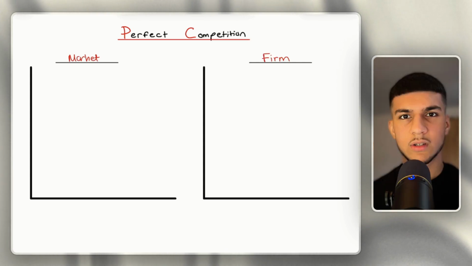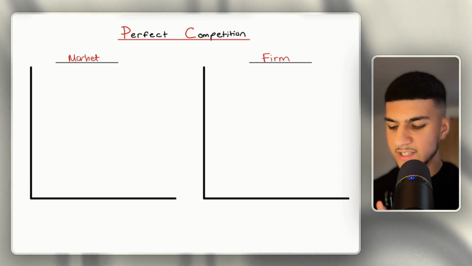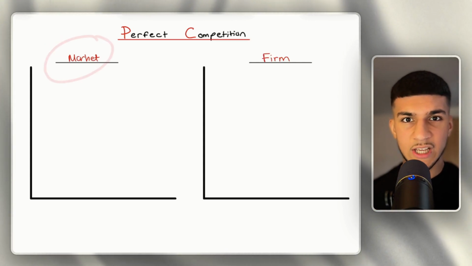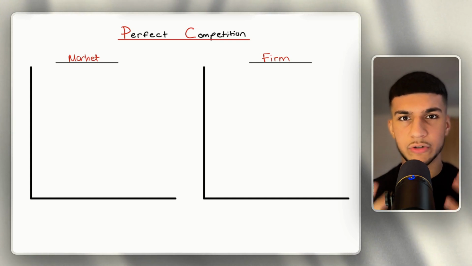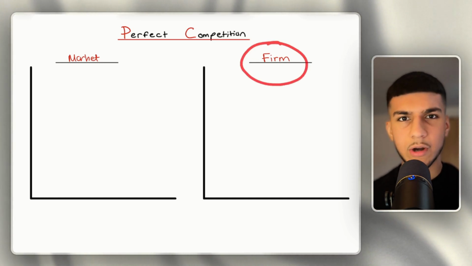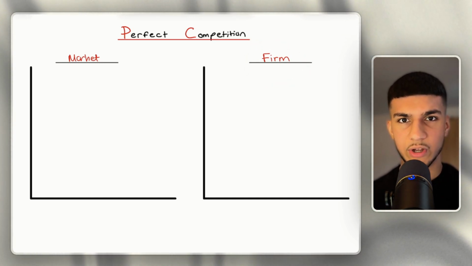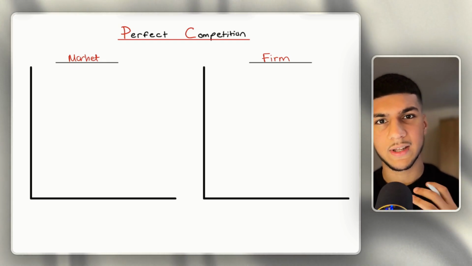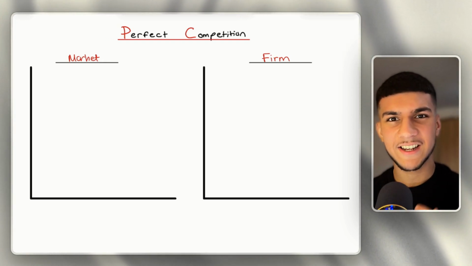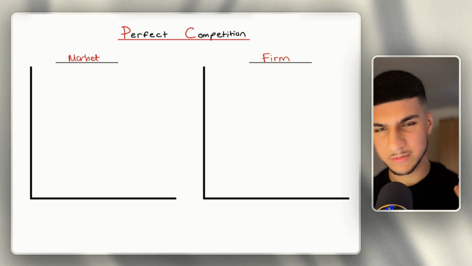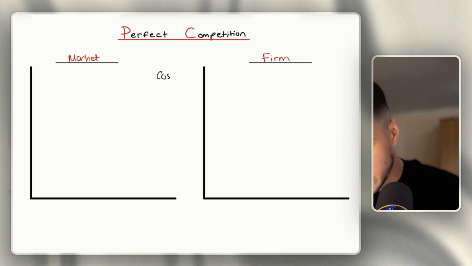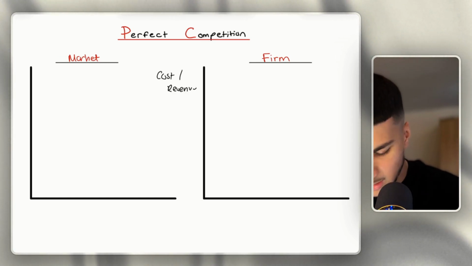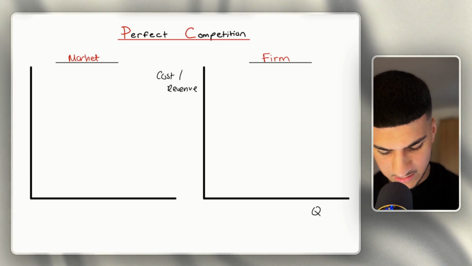The only difference between these two is that the market, as you can imagine, is built up of several firms. Could be several hundred firms, for example, but the firm diagram is the singular individual firm. So your next step is labeling your axes, exactly the same as other market structure diagrams. The y-axis, yet again, is just cost/revenue, and the x-axis will just be quantity.